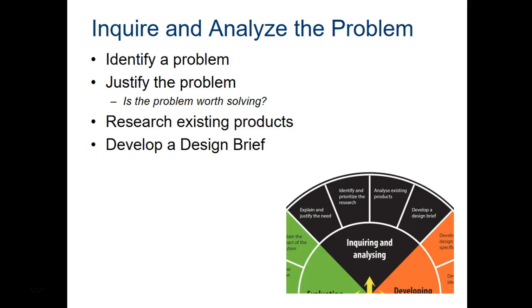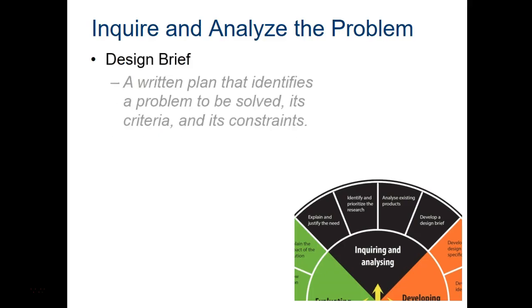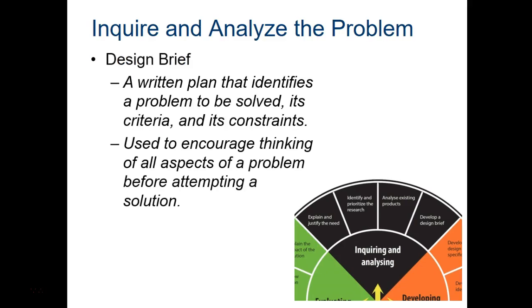Okay, we only have a few minutes left, but I want to get just the design brief in here. It's a written plan that identifies what needs to be solved, and then we're going to come up with criteria and constraints for it. You don't have to worry about a space for the design brief. I don't believe it's in there. Don't worry about it. But I just want you to know because you're going to be asked to do them eventually. We'll walk you through an example.